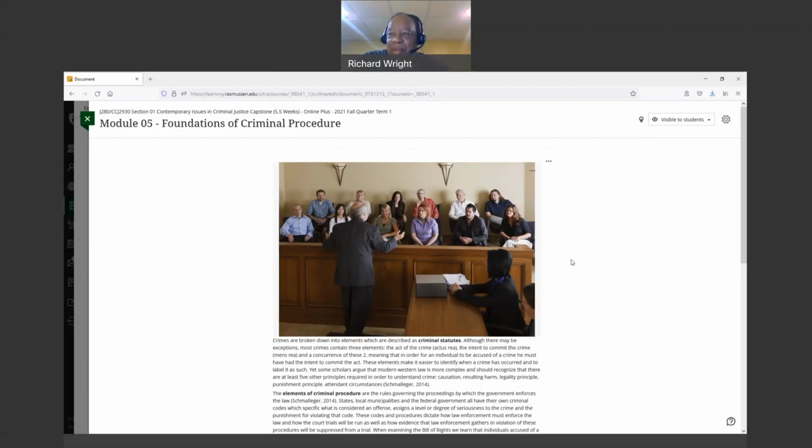So criminal statutes, there may be exceptions, but most crimes have three elements. What we call the act of the crime, or the actus reus, the mental intent to commit the crime, mens rea. Those of you who saw Legally Blonde heard Elle Woods trying to explain mens rea to the judge, but all it means is the action, the mind itself, and then the concurrence of these two, meaning that an individual to be accused must have had the intent to commit the act. So it must be the intent. There's some specific intent laws, and then there's general intent laws.